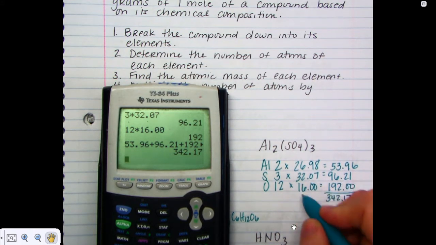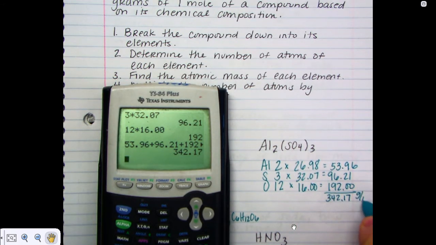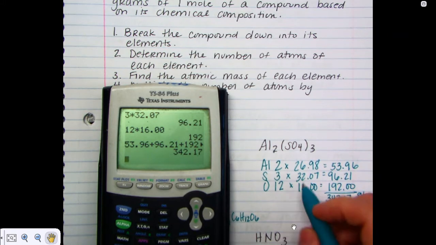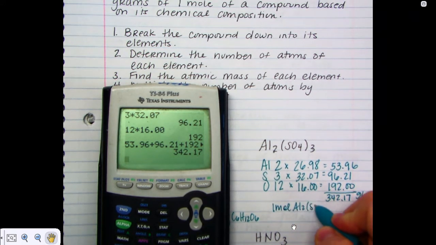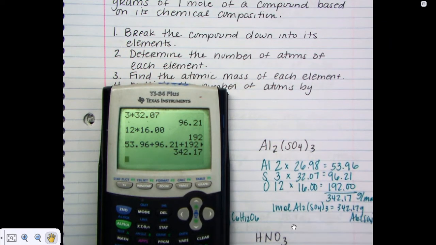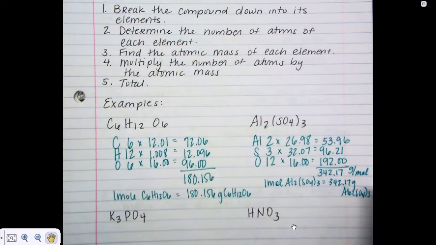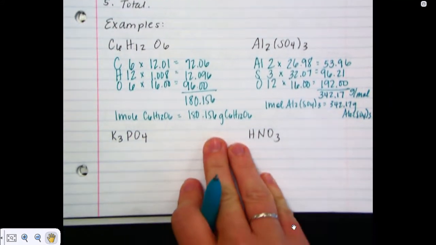342.17. So I can write that as grams per mole with the understanding that's 1 mole. I can write it as 1 mole of Al2(SO4)3 is equal to 342.17 grams of Al2(SO4)3. Again, lots of practical uses of finding molar mass.